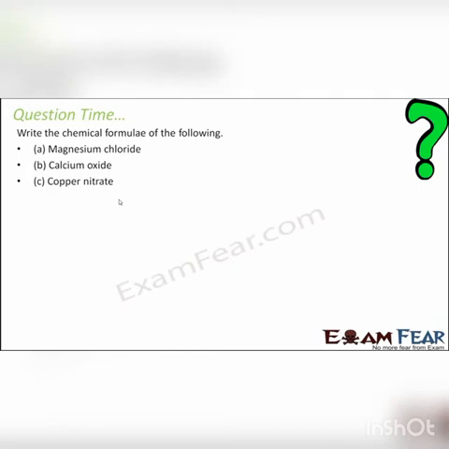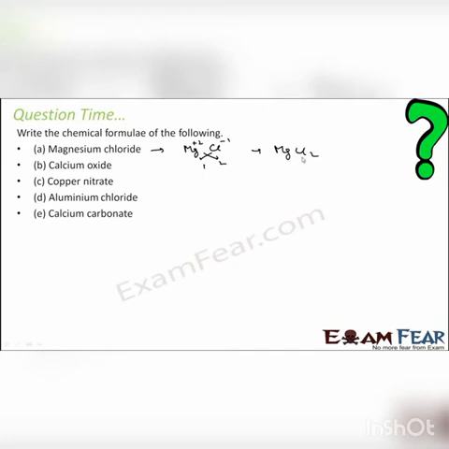We have to write the chemical formula for these compounds. Magnesium chloride: I have magnesium metal, chlorine non-metal, plus 2 charge, minus 1 charge. Let's do a swap for charge balance. This becomes MgCl2. The next is calcium oxide. So we have calcium, we have oxygen, plus 2 charge, minus 2 charge. Let's balance it. This becomes 2, this becomes 2, 2 is common, we get CaO.